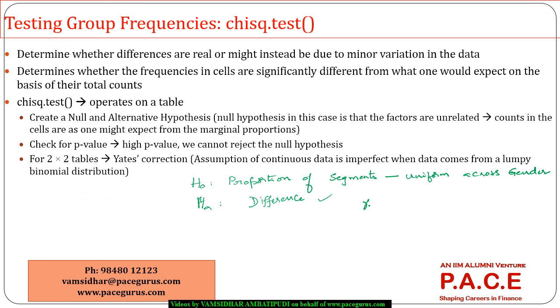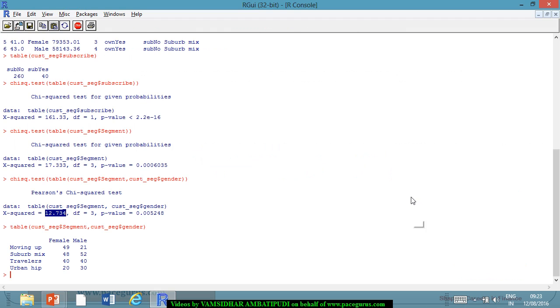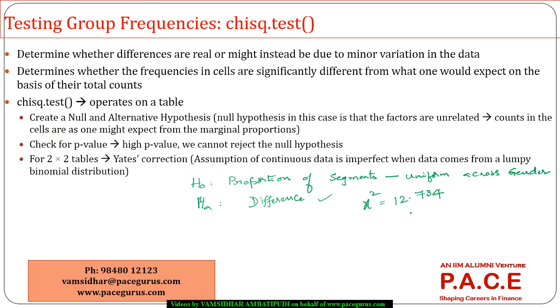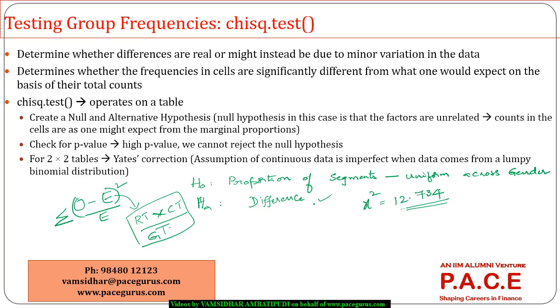The chi-squared value is 12.734. We don't need to compute it, right? But just to give you the way you are computing it: it is observed value minus expected value, whole squared, divided by the expected value. You sum all of them, and this would follow a chi-square distribution. In this case, the expected value will be the row total multiplied by the column total divided by the grand total. That is what will give me the expected value for each cell of the table.